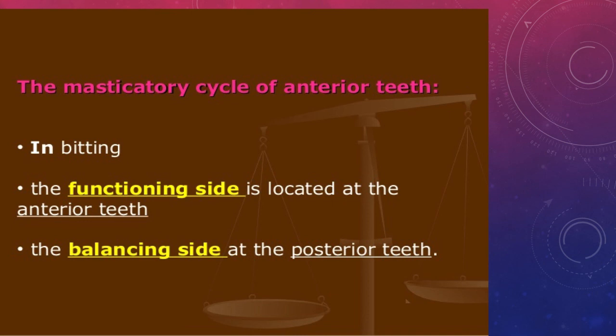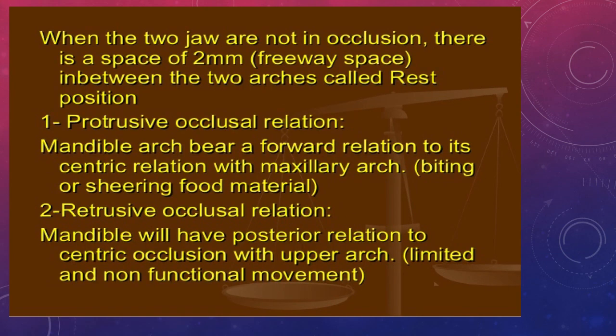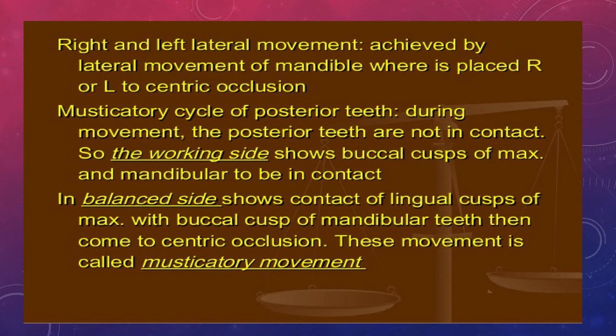In the masticatory cycle of anterior teeth, biting is on the functioning side located at the anterior teeth, and the balancing side at the posterior teeth. When the two jaws are not in occlusion, there is a space of 2 mm between the two arches, called rest position. In protrusive occlusal relations, the mandibular arch bears a forward relation to its centric relation with the maxillary arch. In retrusive occlusal relations, the mandible has a posterior relation to centric occlusion with the upper arch. Right and left lateral movements are achieved by lateral movement of the mandible when it is placed right or left of centric occlusion, in the masticatory cycle of posterior teeth.